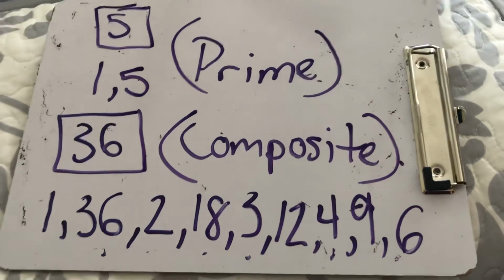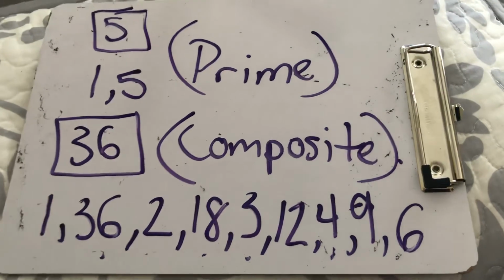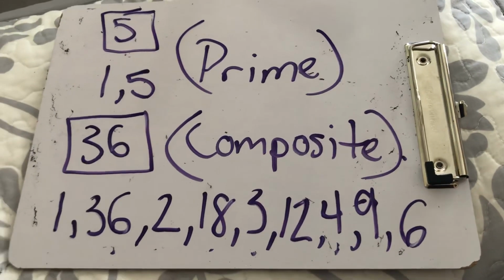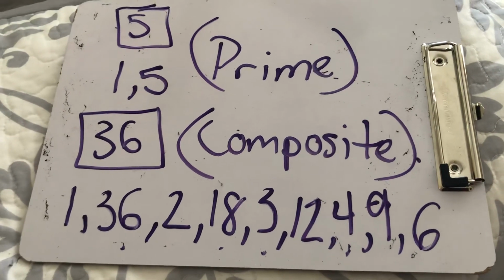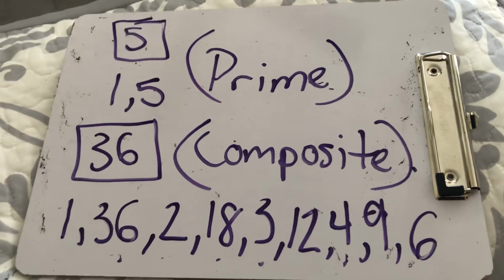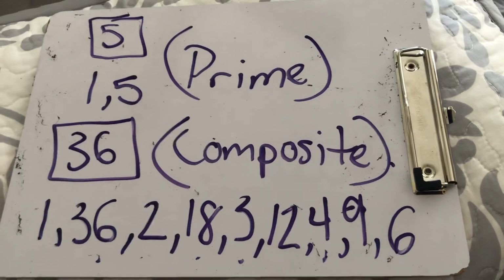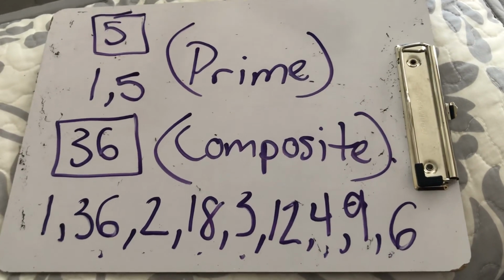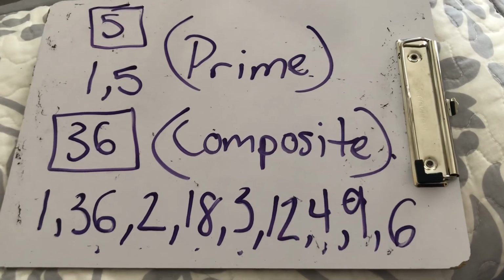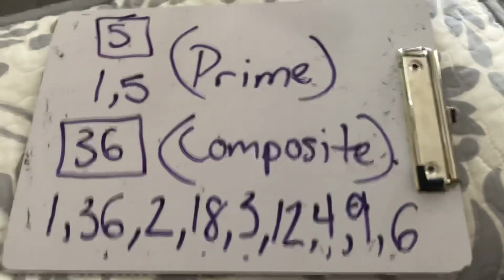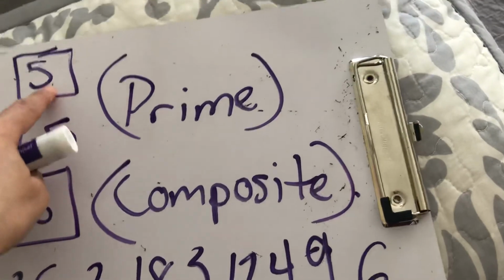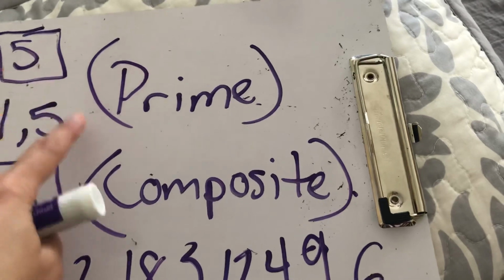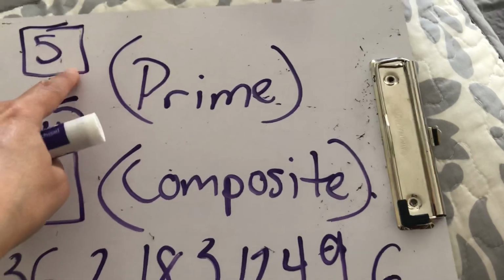Now, some of you during the year were explaining prime as multiplied by 1 and itself. But that's not true, okay? You need to remember that in order to describe prime, it's that it's divisible by 1 and itself. 1 times 5 equals 5. 5 can only be divided by 5, or it can only be divided by 1.